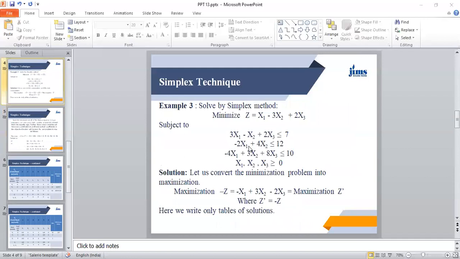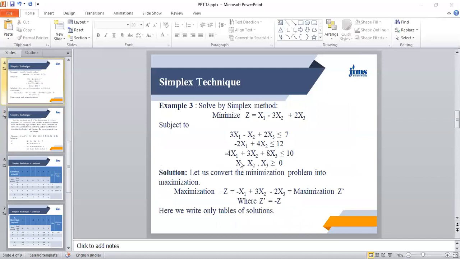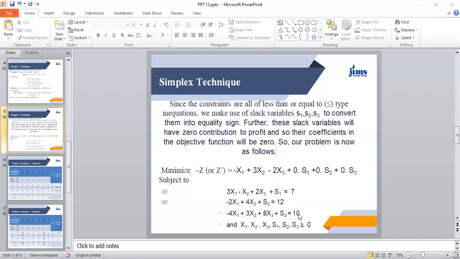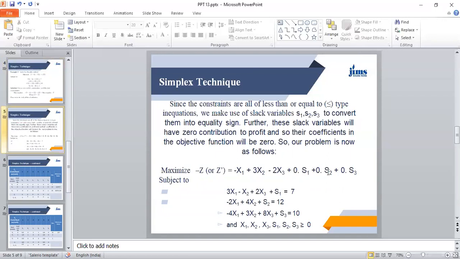Similarly, minus 2x1 plus 4x2 plus s2 will be equal to 12, and minus 4x1 plus 3x2 plus 8x3 plus s3 will be equal to 10, and x1, x2, x3, s1, s2, s3 all will be greater than or equal to 0. And our objective function is maximize z prime, which is equal to minus x1 plus 3x2 minus 2x3 plus 0 into s1 plus 0 into s2 plus 0 into s3.